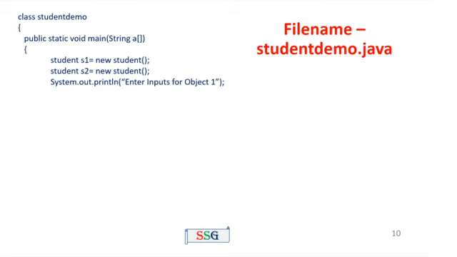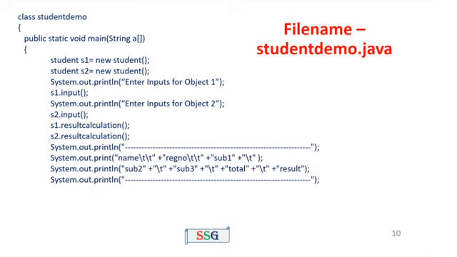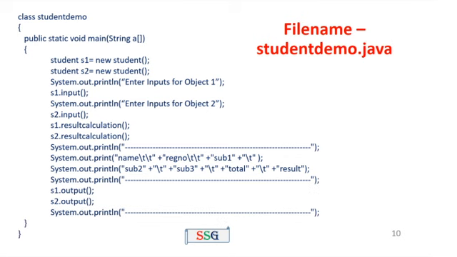The next one, System.out.println, enter the input for object 1, S1.input. Then enter the inputs for object 2, S2.input. Next we call the methods S1.resultCalculation and S2.resultCalculation. System.out prints the table header information. The next one, S1.output displays the values for object S1. Next, S2.output displays the values for object S2. Then the last one, table closing. Then close the curly brace for the void main function, and the second closing curly brace for student demo.